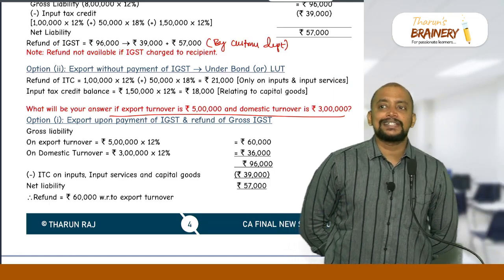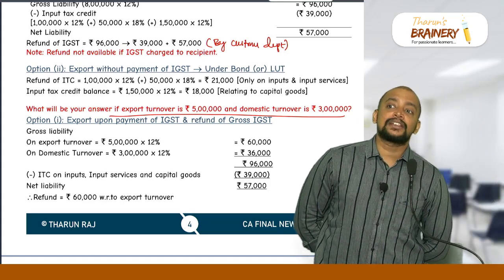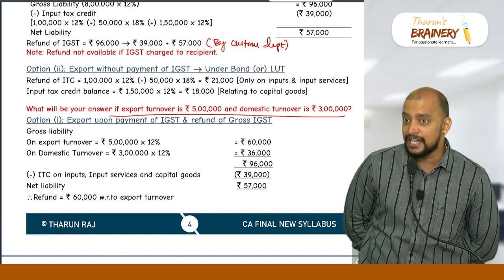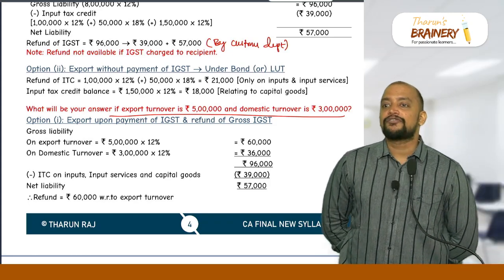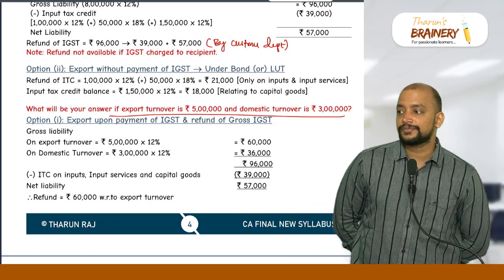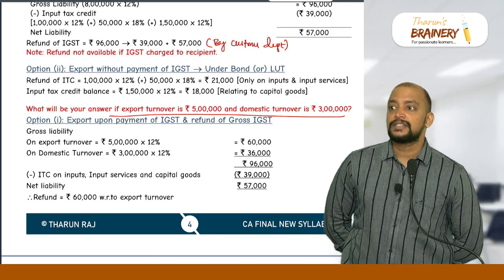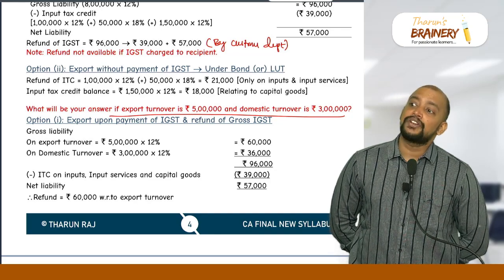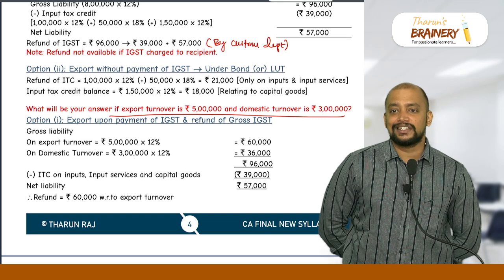How much is the balance in ITC before refund? 3,000. How 3,000? 39,000 is the total ITC. Just now you spent 36,000 for payment of liability. So the balance is 3,000. Therefore refund equals 3,000. Why 3,000, sir? Even though you are eligible for 13,125, but you have only 3,000 rupees.